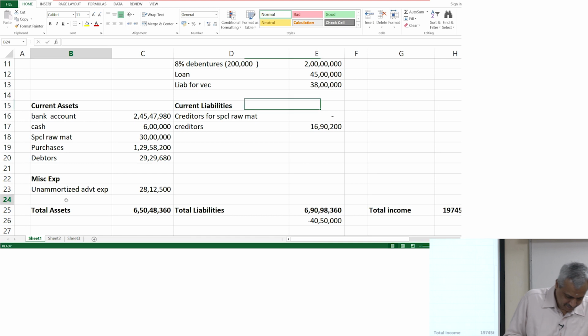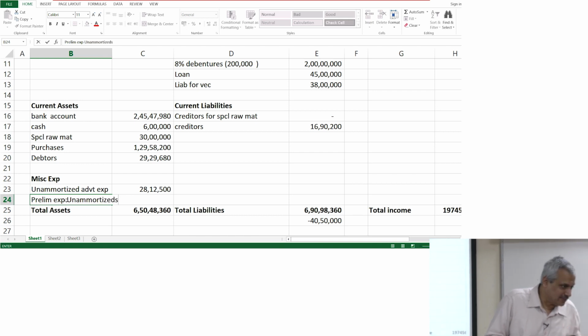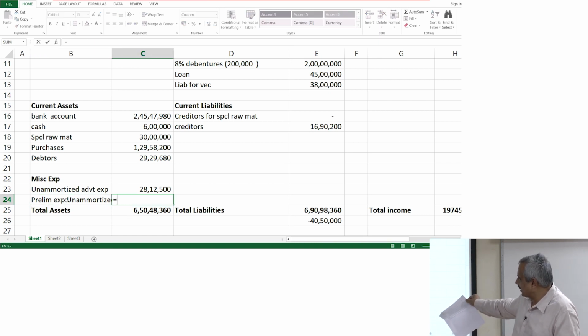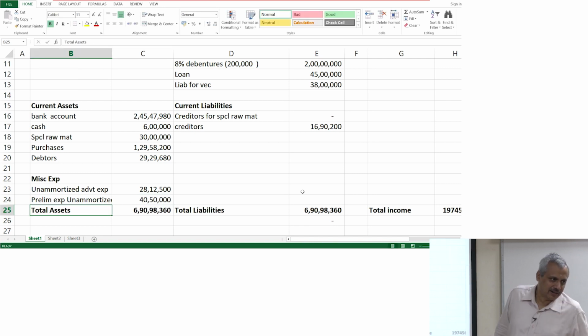In the next year's balance sheet, how will we refer to this amount? Which amount? 4.5 lakhs. That is over. Next year's balance sheet, you will start with whatever amount is there. What he has written, preliminary expenditure, unamortized, whatever the amount is, you will start the opening balance sheet with it. When you are closing the balance sheet, it is going to be minus another 4.5 lakhs. Over a period of 10 years, it will get amortized.